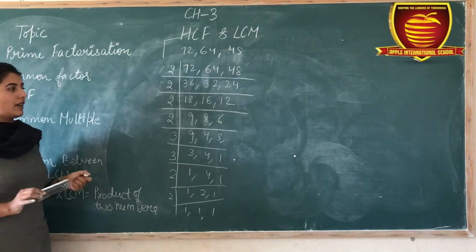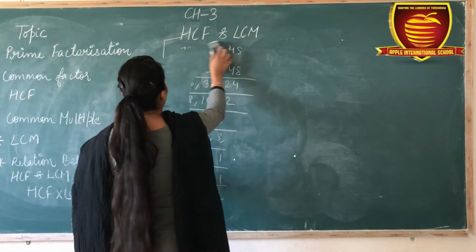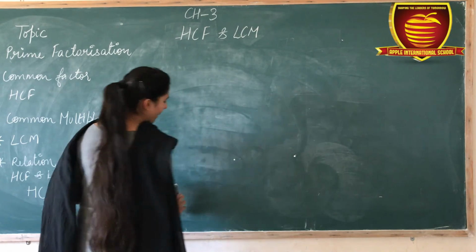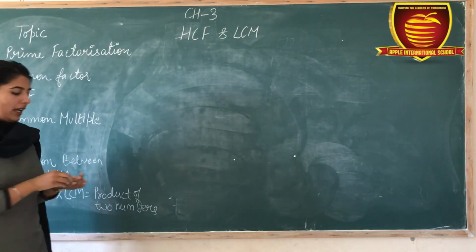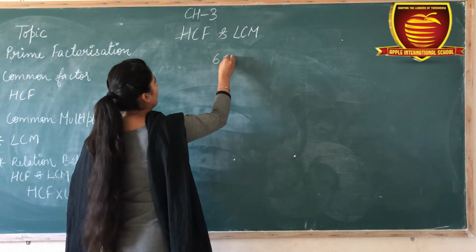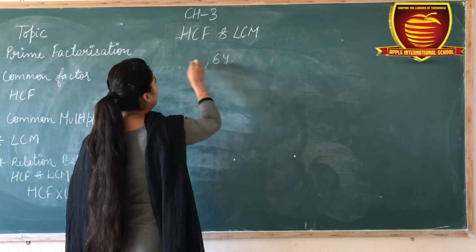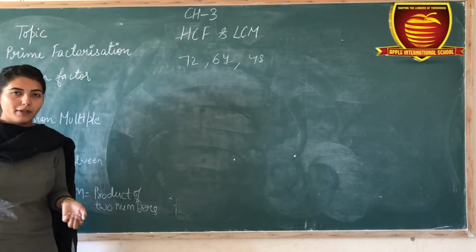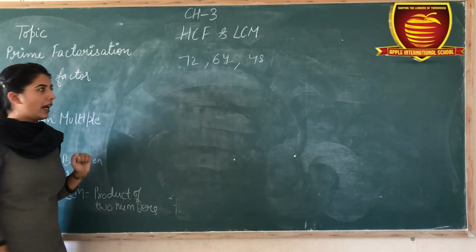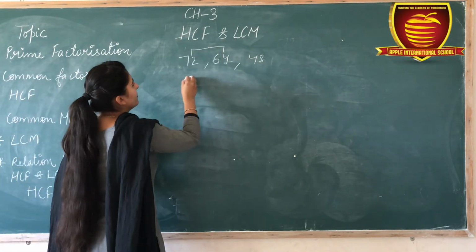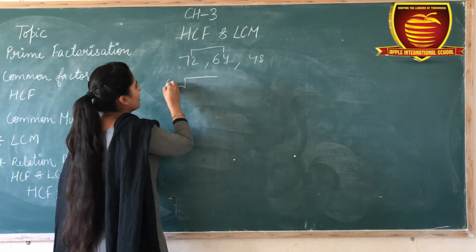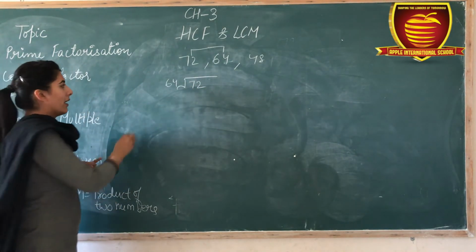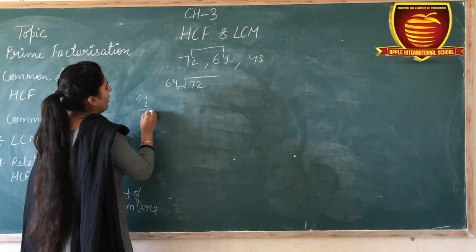Now the second method is the long division method. So how can we find the HCF by the long division method? For example, take up the previous example: 72, 64 and 48. Now we have to find the highest common factor by the long division method. So first we solve these two, 64 and 72, by division. First we have to divide them. So 64 2s are how much?